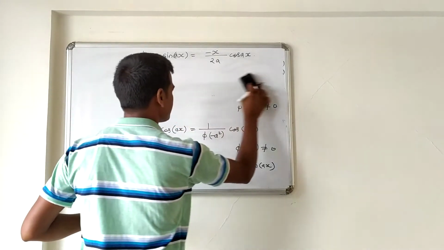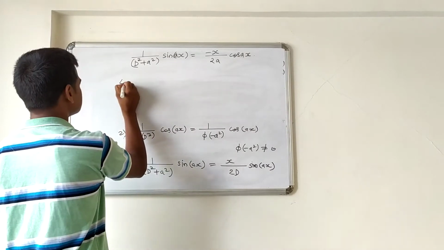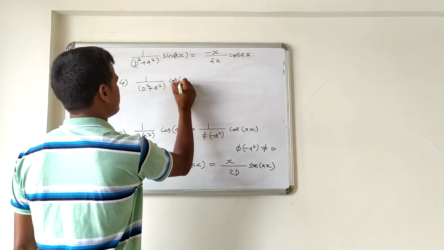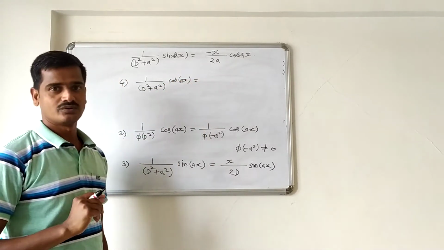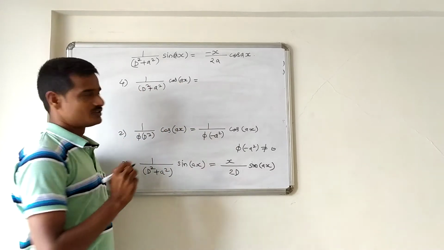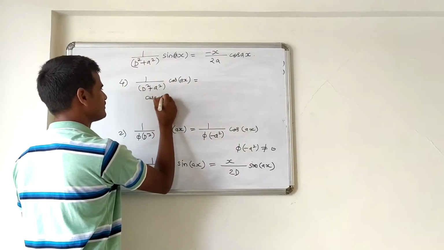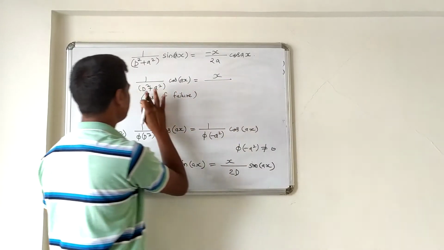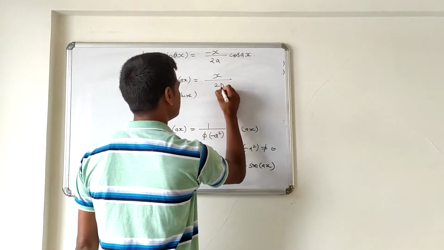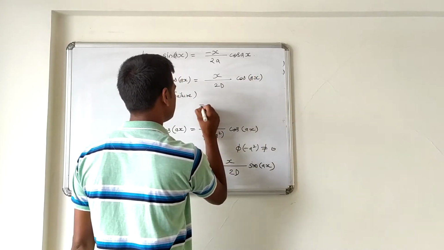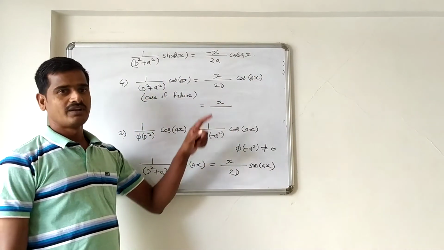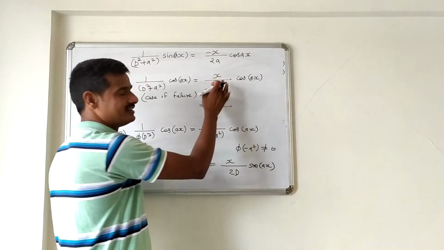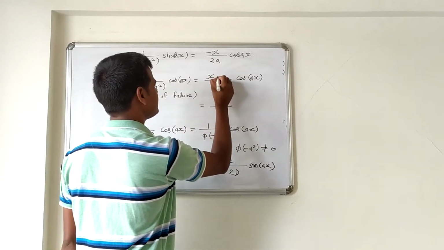Now the fourth result. 1 upon d square plus a square operated on cos of ax is equal to, replace d square by minus a square. So it is a case of failure. Multiply by x and divide by the differentiation of this, that is 2d, operated on cos of ax. So it is equal to x upon, see, when you multiply by x at the numerator, please remember that it should be right at the left of this operator every time. Please take care of this.